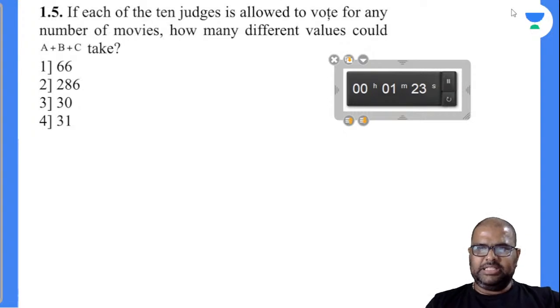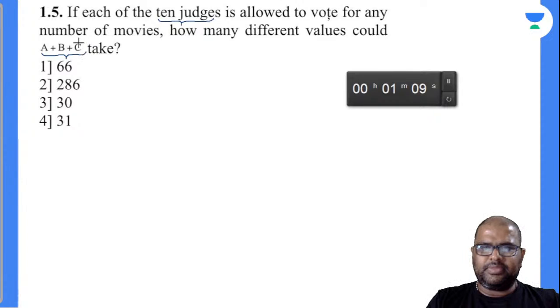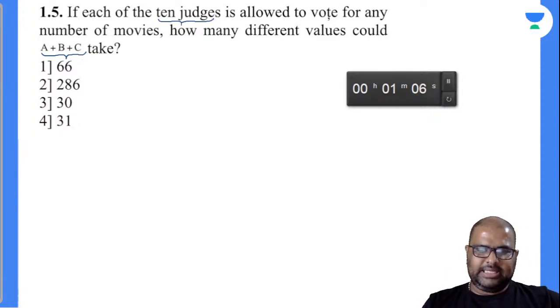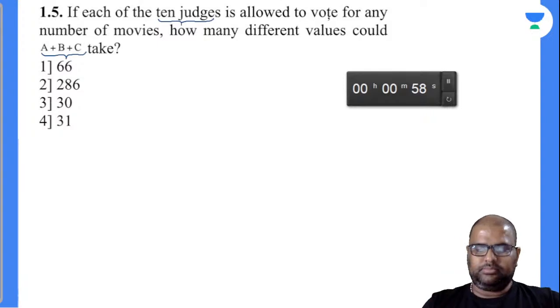If each of the 10 judges, so how many judges are there? 10 judges are there, is allowed to vote for any number of movies, how many different values could A plus B plus C take is the question asked. Okay, 66. No, Raghav, you have thought in a different way, but that is not correct. If each of the 10 judges is allowed to vote for any number of movies, how many different values?